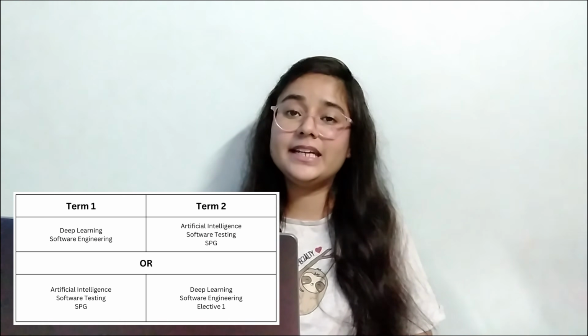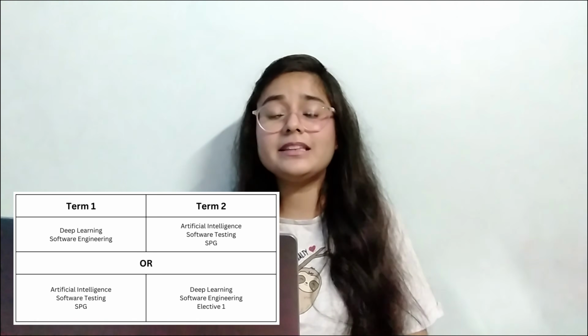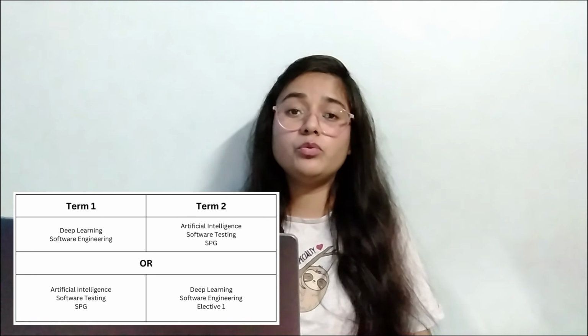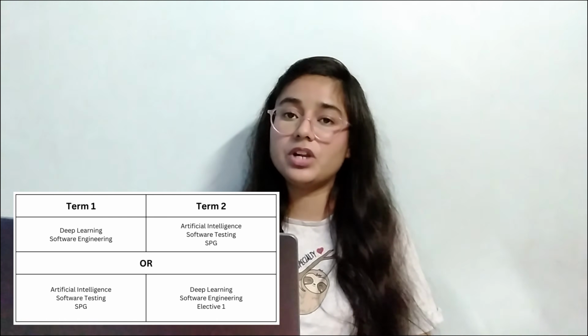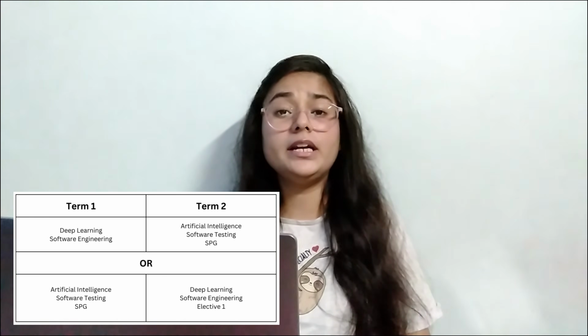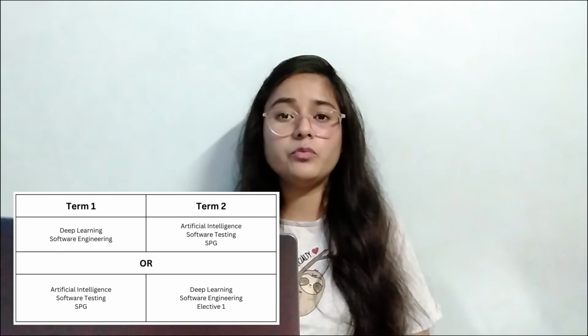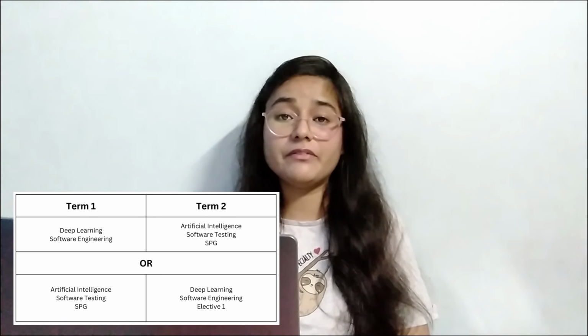Either you can take deep learning and software engineering in the first term, or you can take them in the second term with some elective, because that's how you will be doing the first 3, that is software testing, artificial intelligence, and SPG, in the first term itself. Then you can take up these 2, that is DL and SE, in the later term with one elective. That's how you will complete 6 out of 7 courses for your BSc.